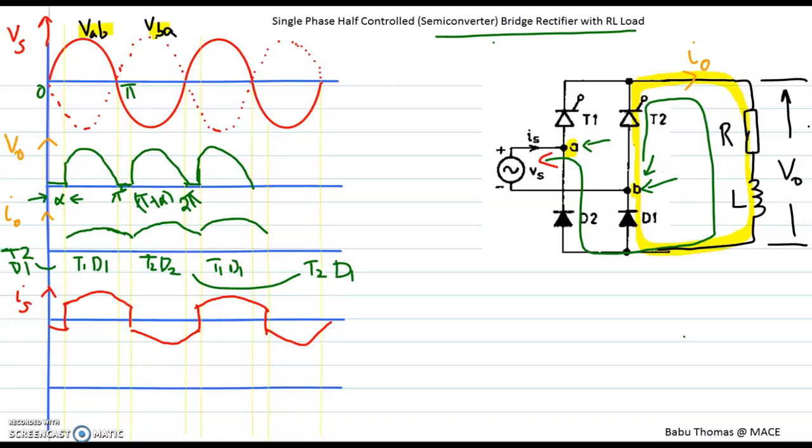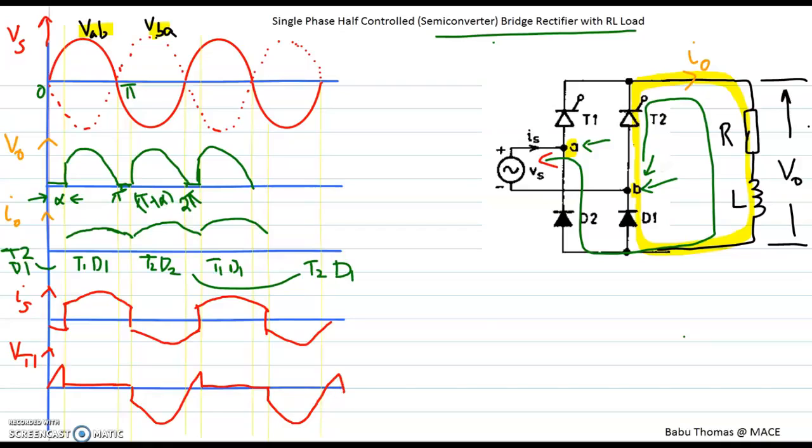Now, in the same way, you can also plot the thyristor voltage VT1. So from alpha to pi, T1 is conducting, and T1 is also remaining in conduction from pi to pi plus alpha. So during this time it is also 0. At pi plus alpha, T1 is getting commutated. So here you can plot.